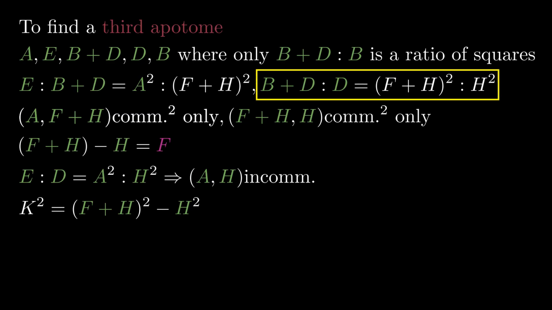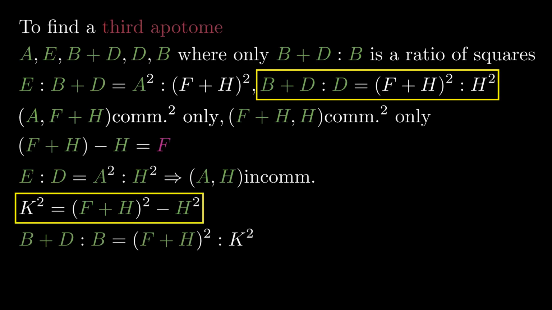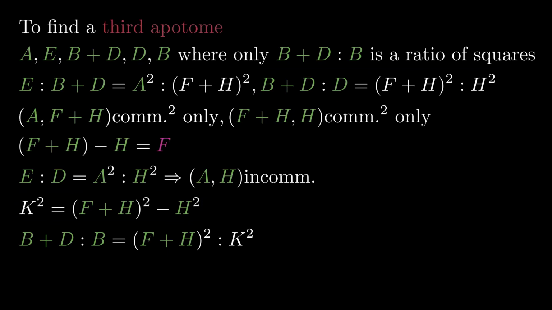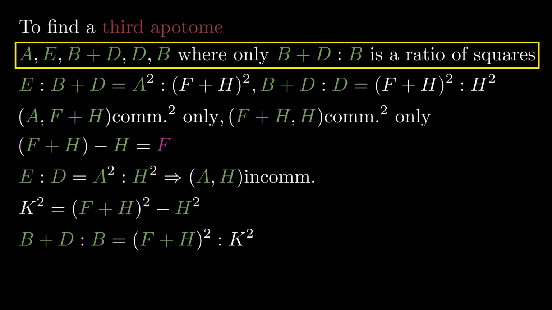B plus d to d is proportional to f plus h squared to h squared, so b plus d to b is proportional to f plus h squared to k squared. B plus d to b is a ratio of square numbers, so f plus h squared to k squared is as well, so f plus h and k are commensurable.